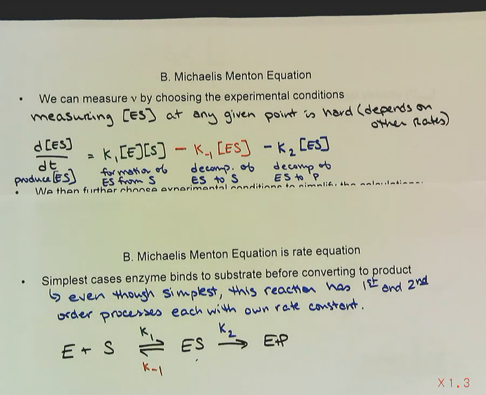And finally, we have to be concerned with making the product, which is a success, but it's a subtraction because it's removing ES complex. So even though it's what you want your reaction to do, it's officially a subtraction because that concentration is decreasing.